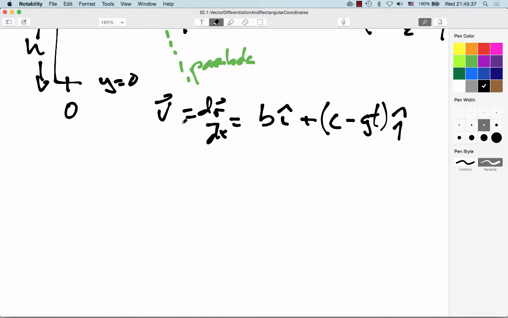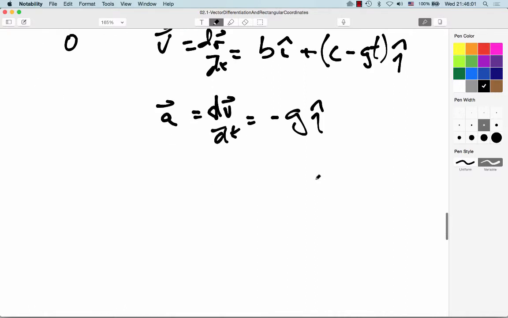And we should double check that, yes, this is still free fall, so we can say that a is equal to dv/dt. Well, okay, differentiating b, that's a constant, gives me nothing. Differentiating c, that's constant, gives me nothing. Minus gt leaves me minus g, j hat. So sure enough, it is free fall.